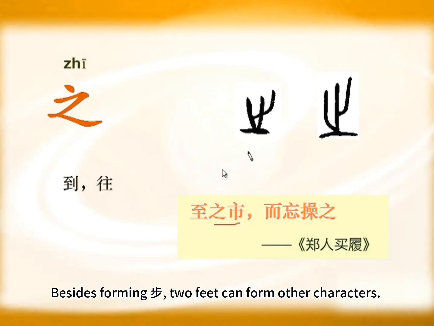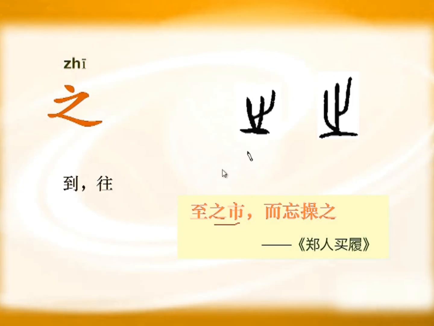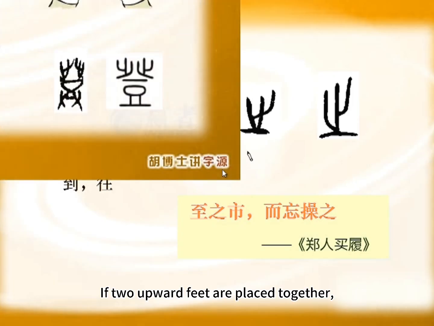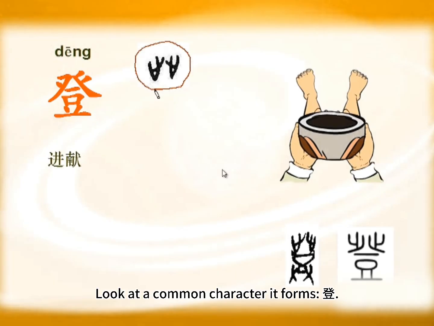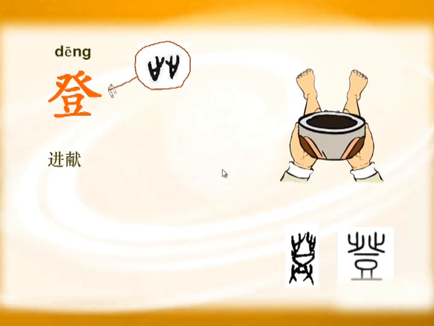Besides forming Bu, 2 feet can form other characters. If 2 upward feet are placed together, they become Bo. Bo is not used alone. Look at a common character it forms, Deng. Deng's earliest form has 2 hands below. Two hands holding a vessel Dou.